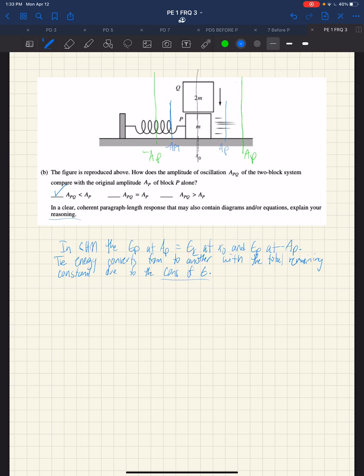Well, what we said was when Q is dropped onto P at XO, equilibrium position, an inelastic collision (EK not conserved, I'm just parenthetically saying what it means) occurs. The P of capital P is now shared with Q, resulting in a decreased velocity.